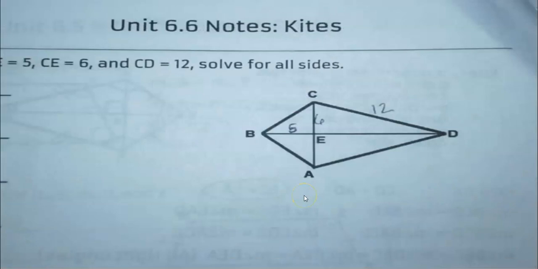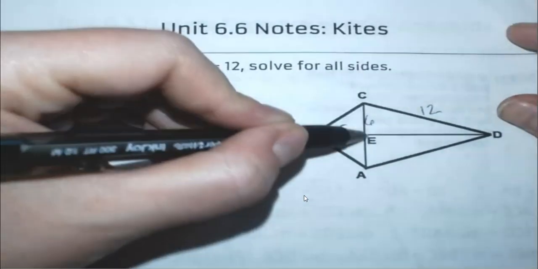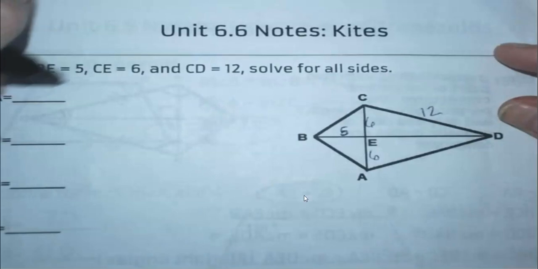All right, I went ahead and labeled the sides that are given, things that we need to see. It asks for EA first. So if you're looking, you're like, oh, this is 6. This is also the same thing.